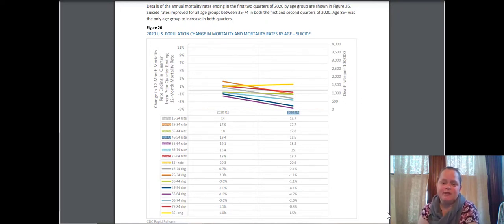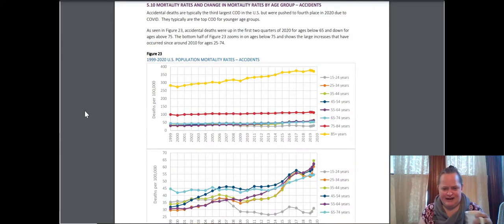I don't know. And we may find out what the rate changes are. But again, these rates are very small compared to the top causes of death, like heart disease and cancer. So next I want to look at accidents, and you'll see there's two graphs here.